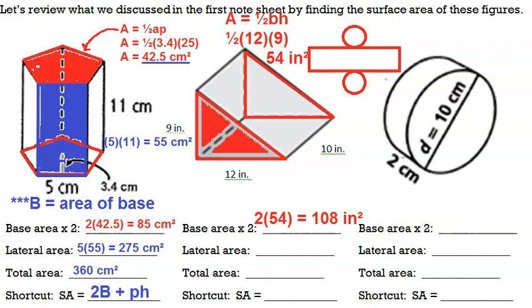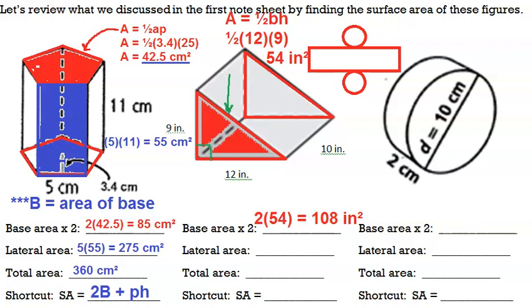So one of them is going to be a 9 by 10, which is going to be 90. One of them is going to be a 12 by 10, which is 120. And the top face is actually not as easy to figure out because we don't actually know this length right here. We don't know the hypotenuse of this triangle.